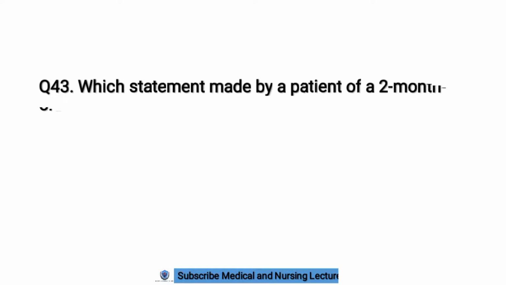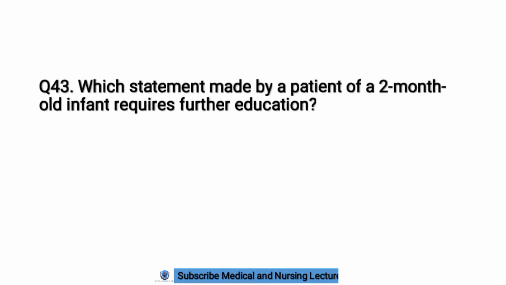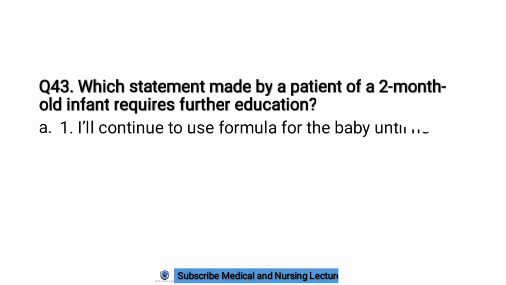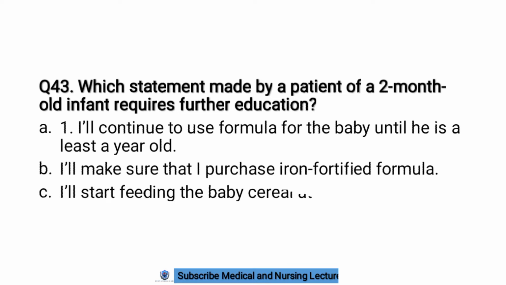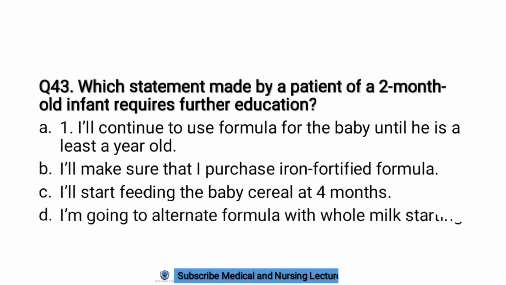Question 43. Which statement made by a patient of a 2-month-old infant requires further education? I will continue to use formula for the baby until he is at least a year old. I will make sure that I purchase iron fortified formula. I will start feeding the baby cereal at 4 months. The last option is I am going to alternate formula with whole milk starting next month. Here the correct option is option D. I am going to alternate formula with whole milk starting next month.